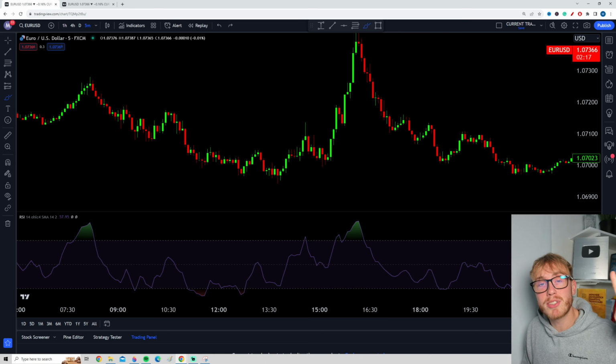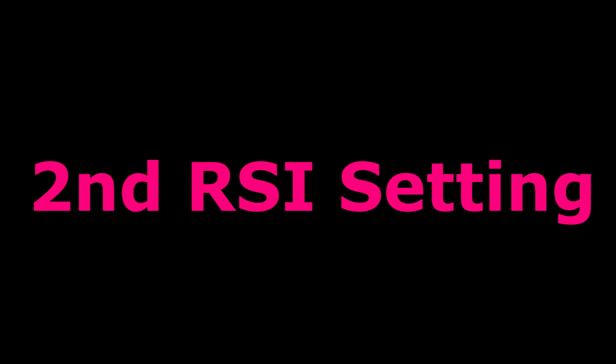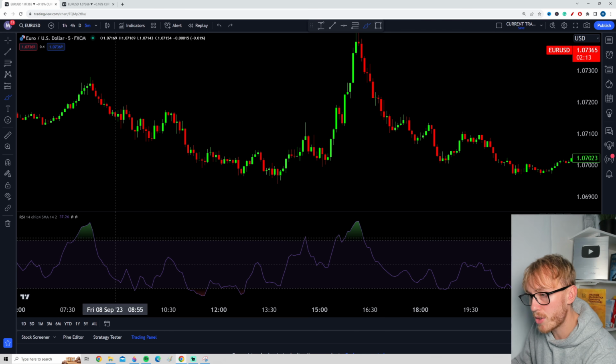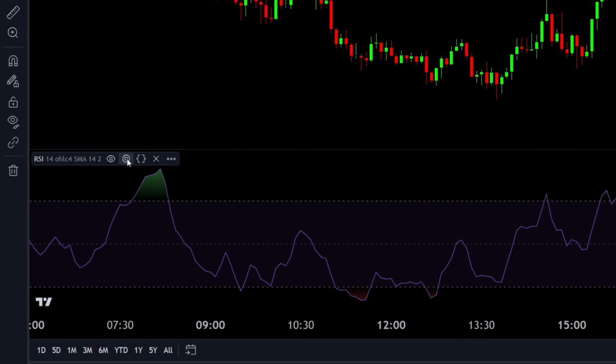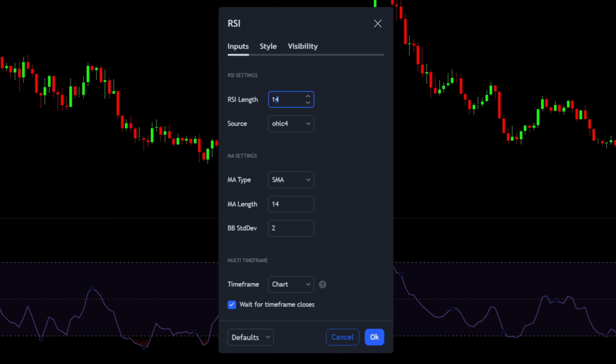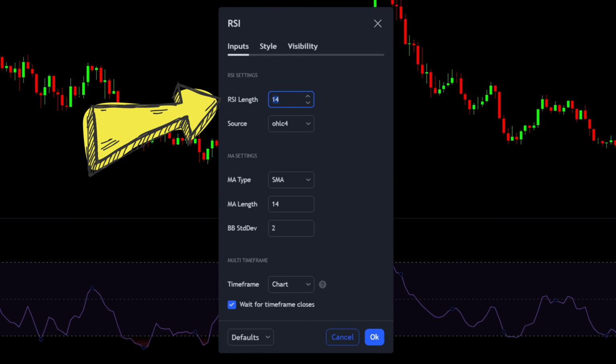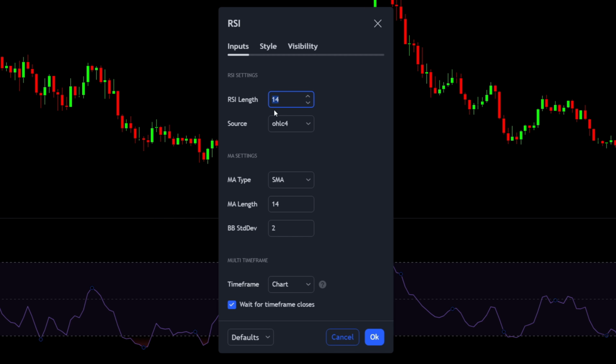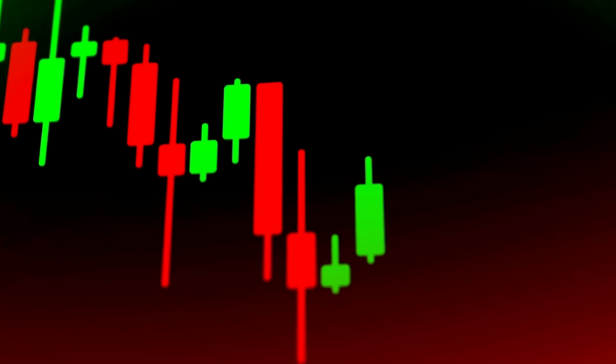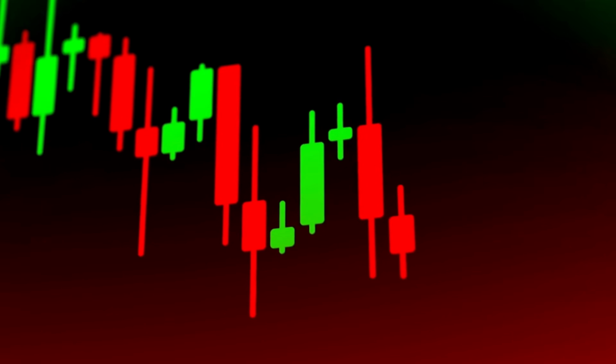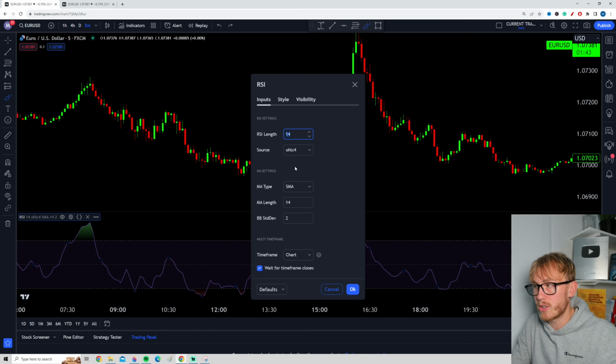Now guys, it's time to take a look at our second setting for this video. So now let's go back here to the RSI. We go to the settings tab once again, and now I want to take a look at the length setting right here. So as you can see, the standard length for the RSI is 14, and this basically means that the RSI indicator uses the past 14 candles for its calculations.